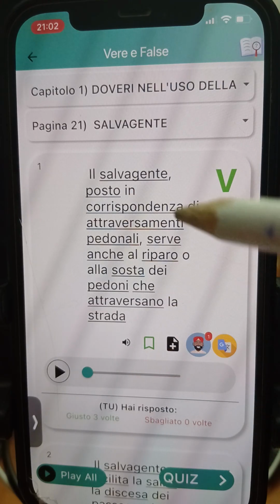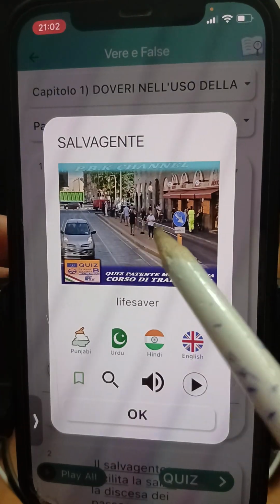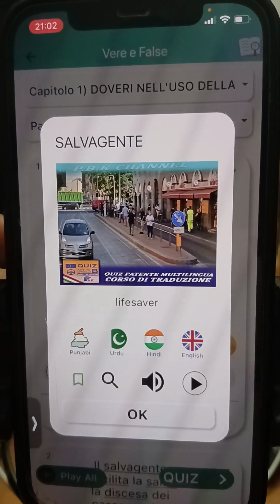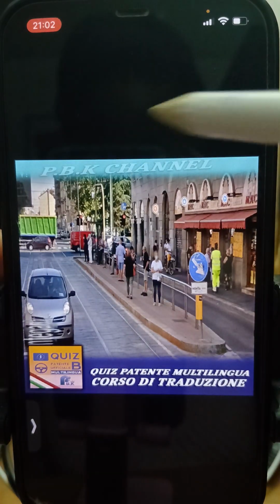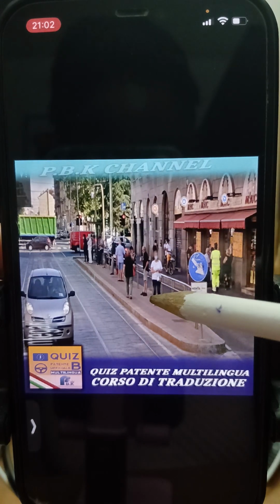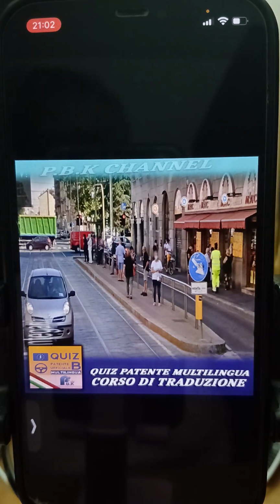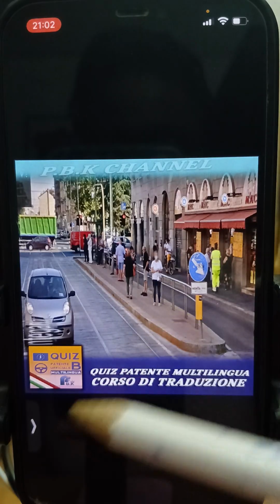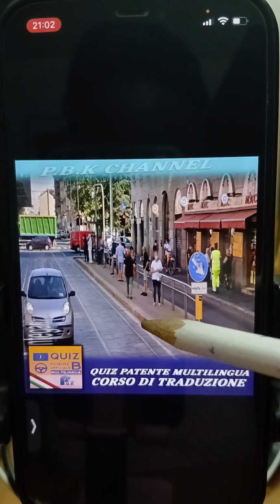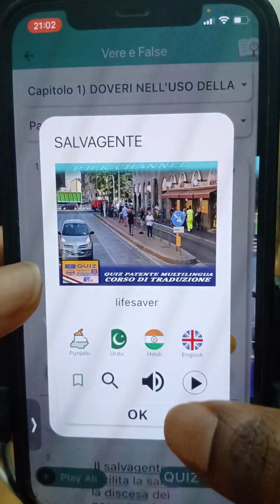Okay, it says salvagente, which is this waiting lifesaver. This is a picture of salvagente. You can see this woman in white and black leggings standing on the salvagente. Maybe they are waiting. This is like a tram place. Maybe they are waiting for a tram or maybe they want to cross. This is where they stand. And there's this obligo di passare sign that is telling vehicles to pass the other way.